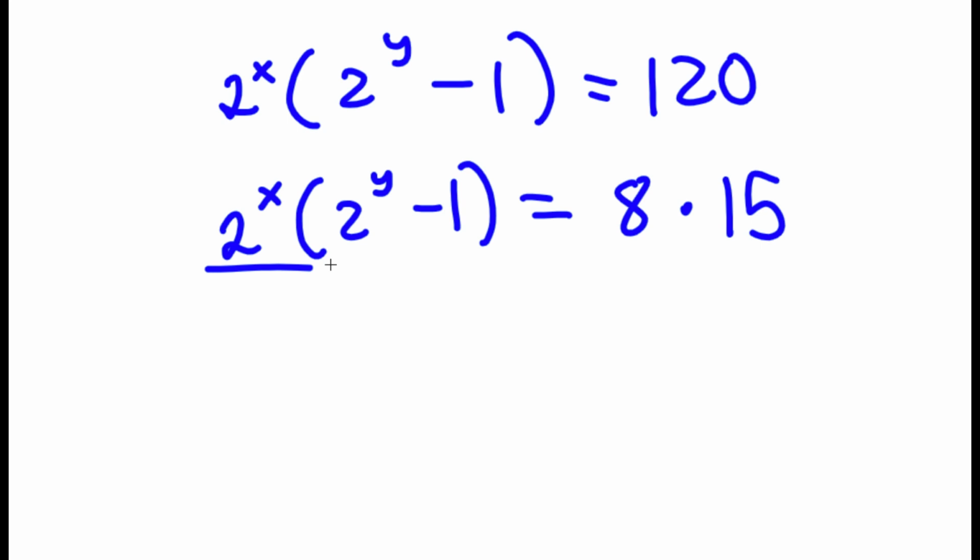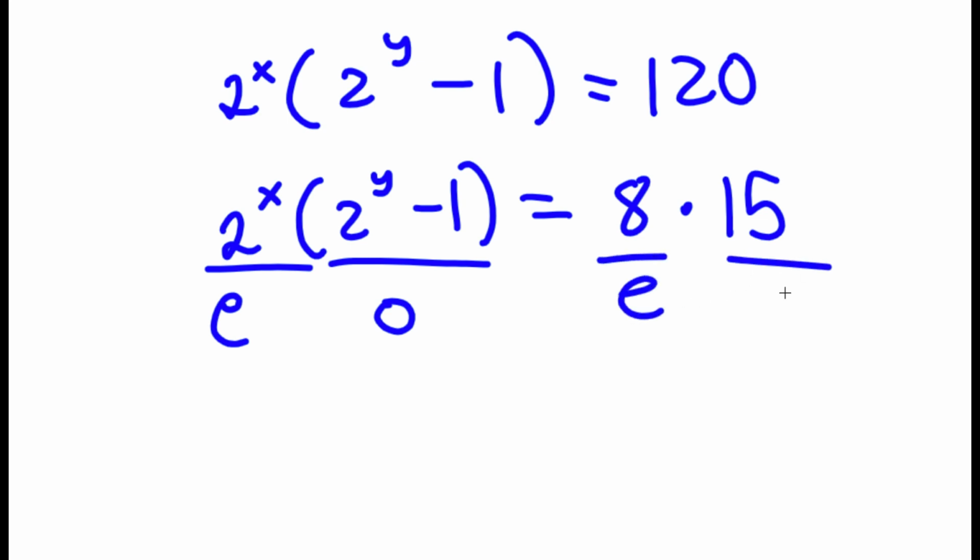And 2 to the power of y minus 1, well, an even number minus 1 is going to be an odd number. 2 to the power of y is going to be an even number, and an even number minus 1 is an odd number. So this is even, this is odd. And notice how 8 is even, and 15 is odd. So I have an even number times an odd number is equal to an even number times an odd number.